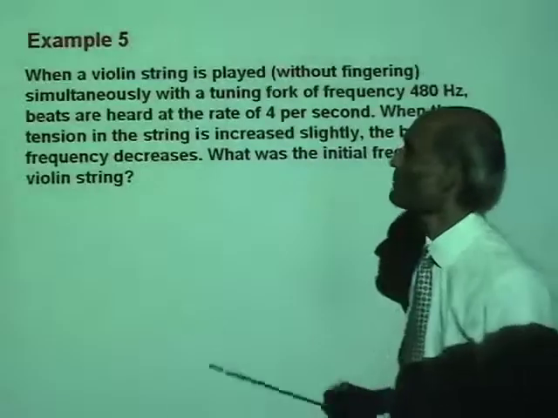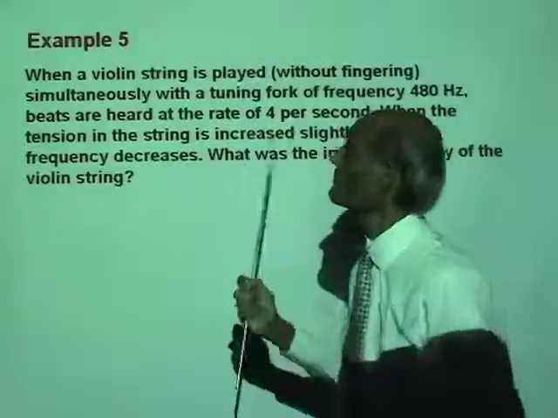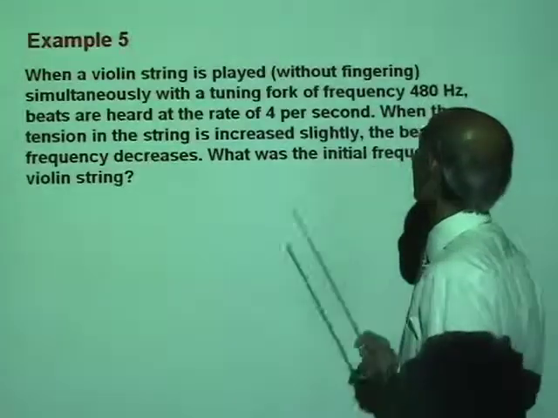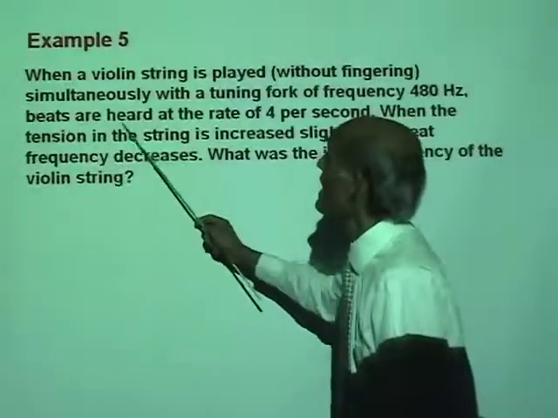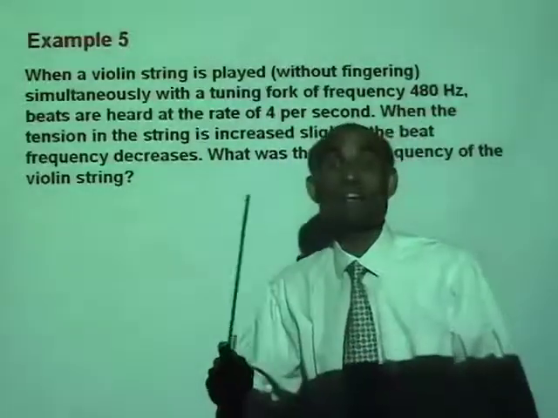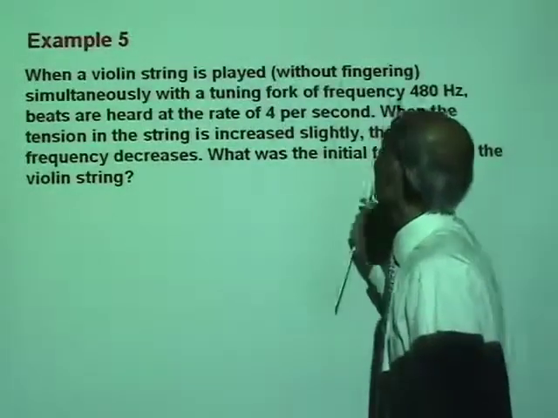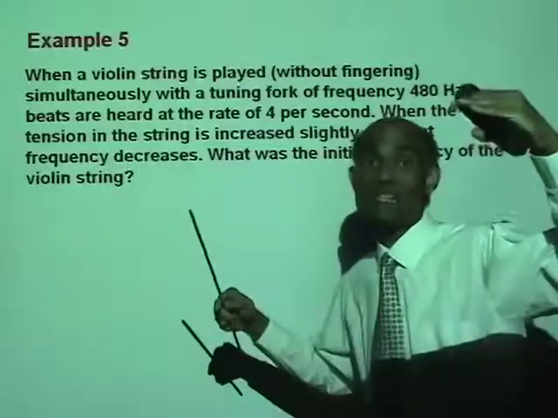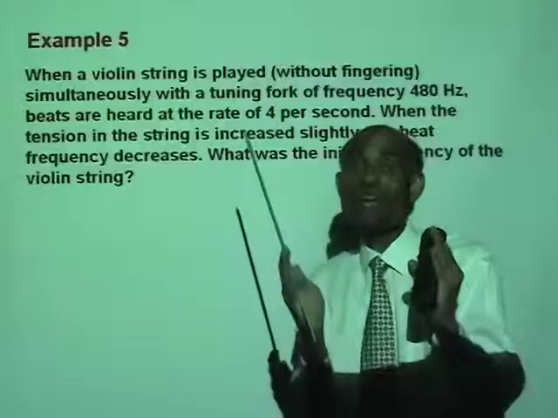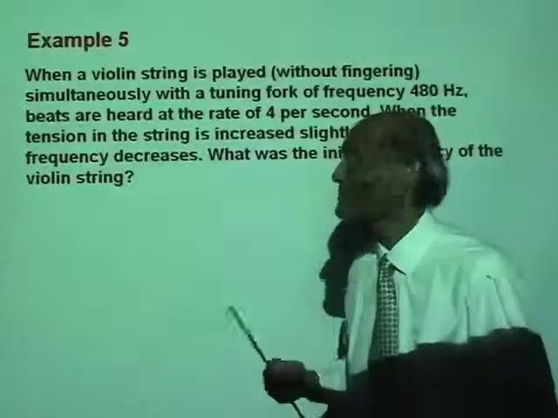Alright, let's look at another problem. When a violin string is played without fingering, simultaneously with a tuning fork of frequency 480 Hz, beats are heard at the rate of 4 per second. 4 beats are heard per second. It means the frequency of the violin string is either 4 greater than 480 or 4 less. The beat frequency only tells you that there is a difference of 4 Hz between the frequencies.